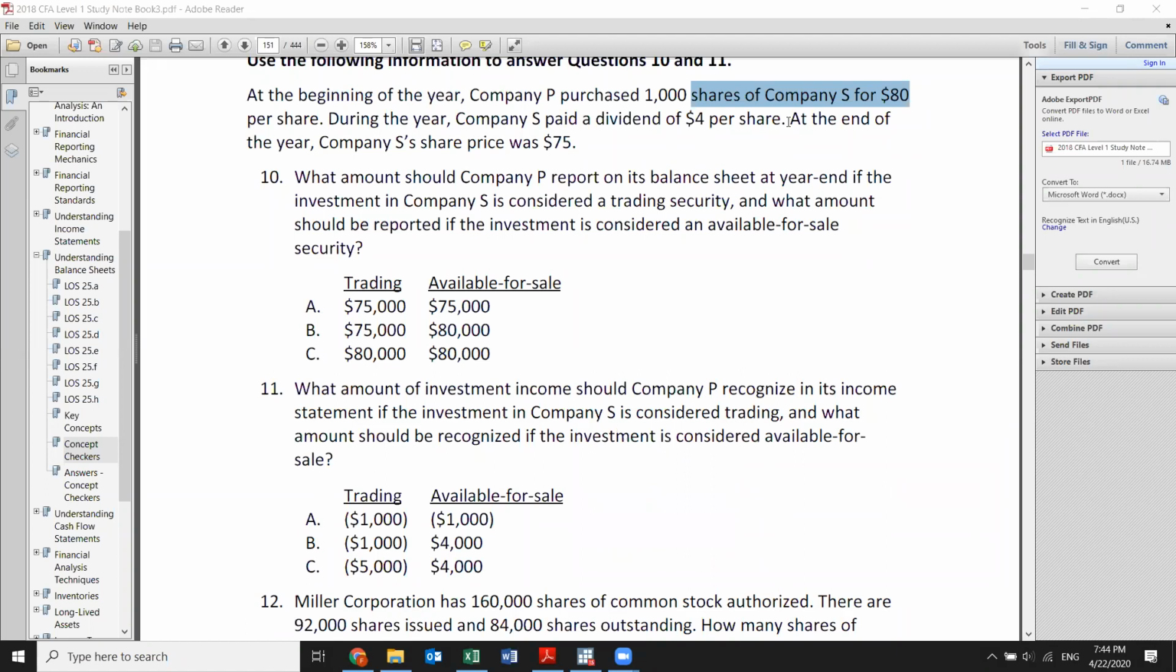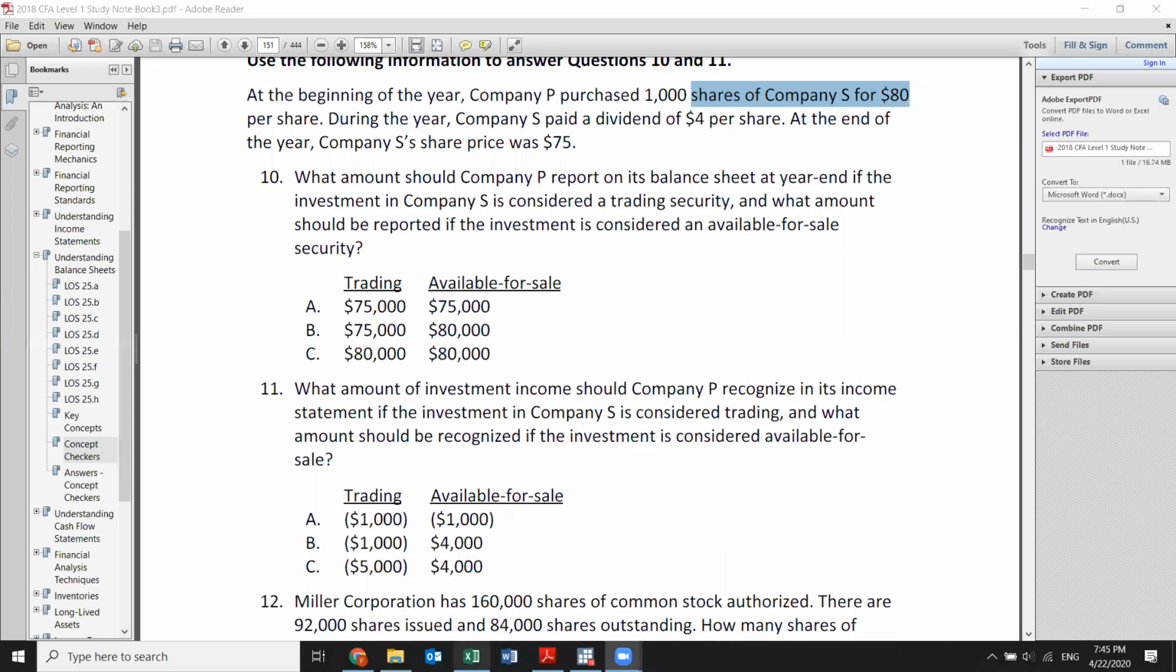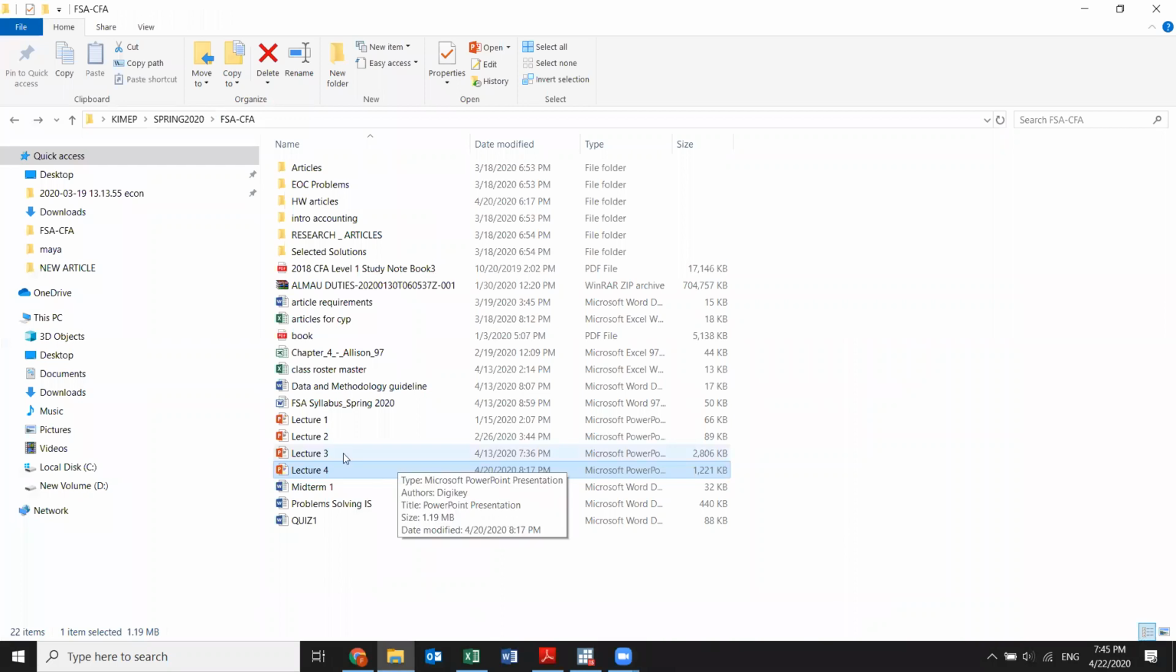So, Professor, in an available for sale case, it's going to go to unrealized gain or loss, that 5,000. In the trading scenario, yes, it will, but in the income statement. Let me show you where it will go to make it clearer. Yeah, I just forgot that.